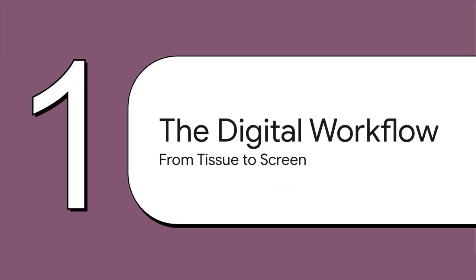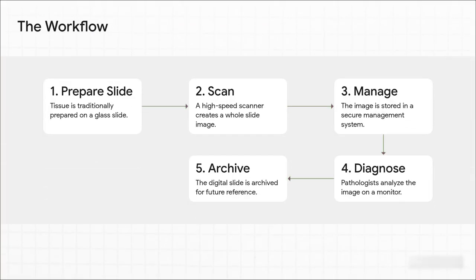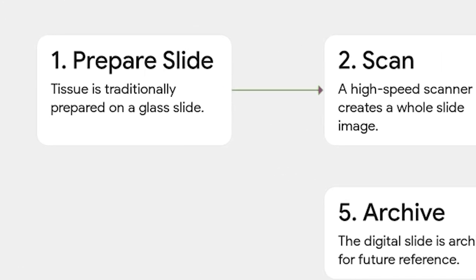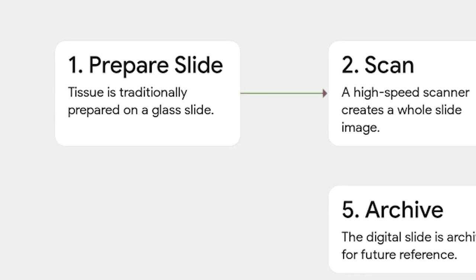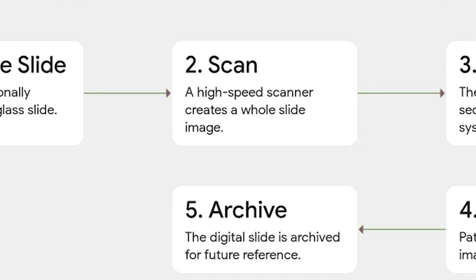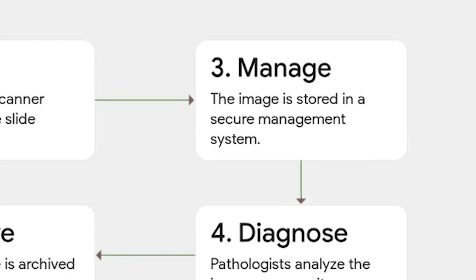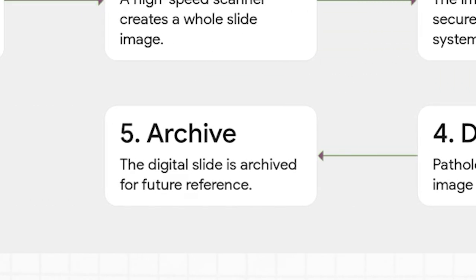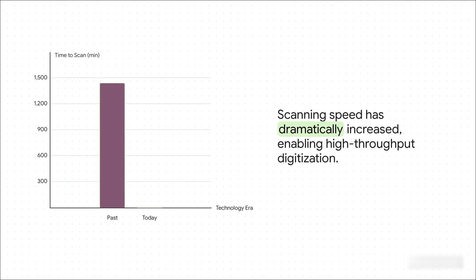Okay, that sounds pretty amazing, but how does it actually work? How do we get from a tiny piece of tissue to a full-blown diagnosis on a computer screen? Let's walk through that workflow. So, the journey starts the old-fashioned way, a tissue sample on a glass slide. But here's the twist. Instead of going under a microscope, it gets put into a high-speed scanner that creates this enormous digital file. We call it a whole slide image. From there, it's securely managed, pulled up on a monitor for a pathologist to analyze, and then archived forever, a permanent digital record.